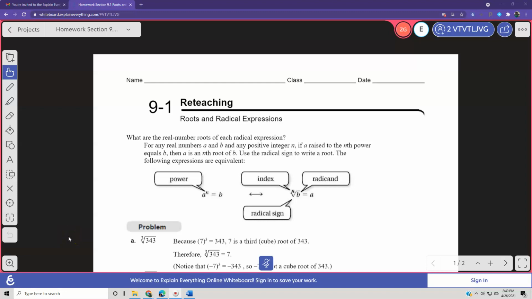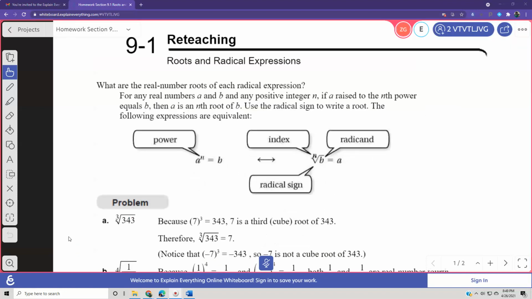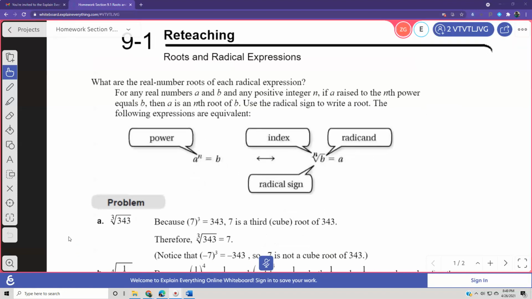I'm going to go over the homework with you. This is 9.1 Roots and Radical Expressions. I do want to review with you, for example, we have the power, which is n, and you see that arrow goes both ways. It means the same thing. We're using the a variable, the n variable, and the b variable.